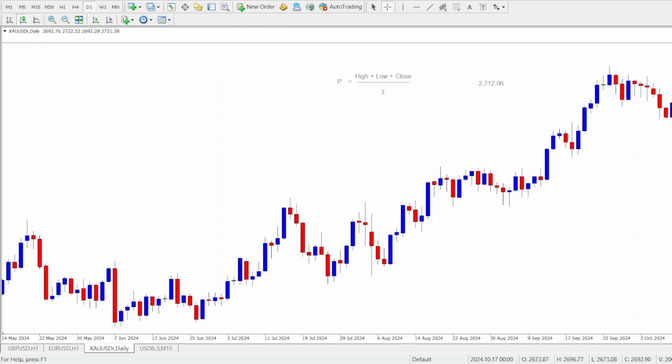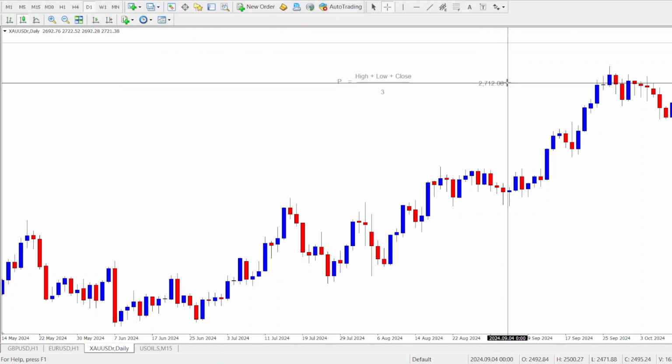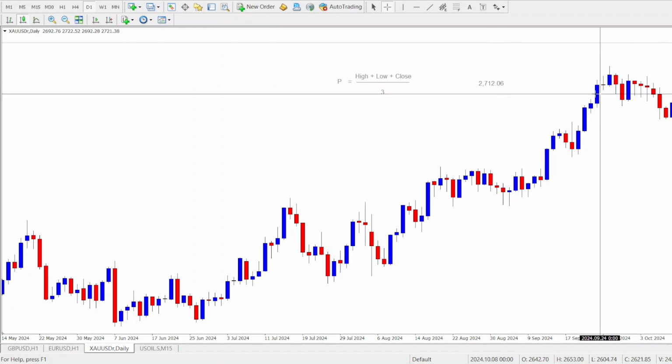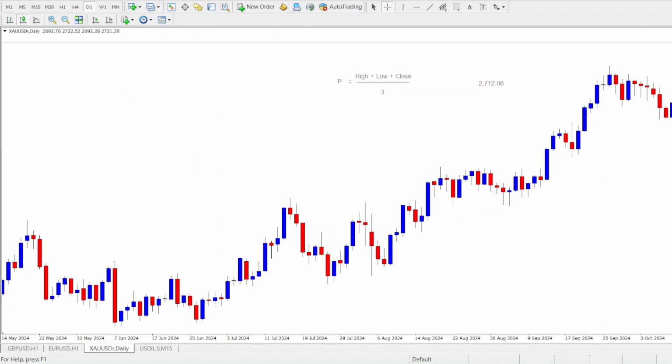Say this was the candlestick that we used to calculate the pivot points. So we got this figure for the pivot point. Once you have the pivot point, you can calculate the support and resistance levels also.